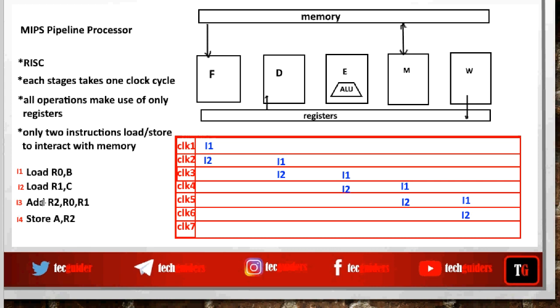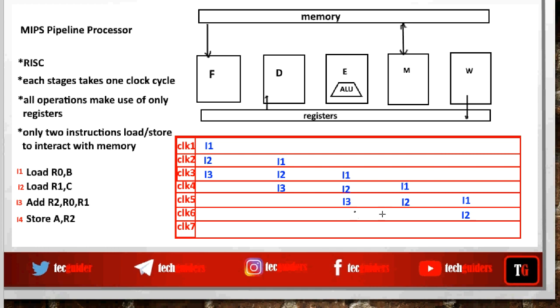Now consider our add instruction I3. This is one of the basic operations which make use of only the registers, and both the operands are made available within the registers. So in clock 3 we can start fetching the instruction I3. In the next clock cycle, the add instruction moves to the decode stage. Here the instruction I3 is decoded and both the operands are loaded from the registers R0 and R1. That's why the decode stage accesses the operands from the registers. Now the execute stage makes use of the ALU to perform the arithmetic operation.